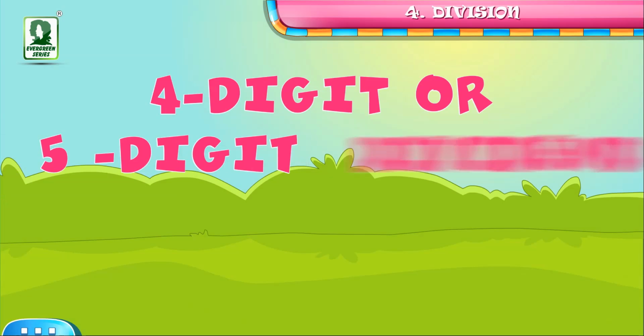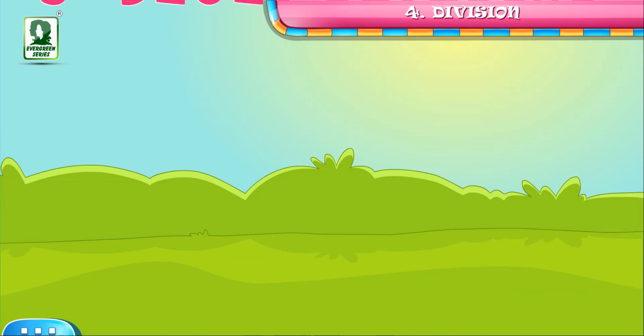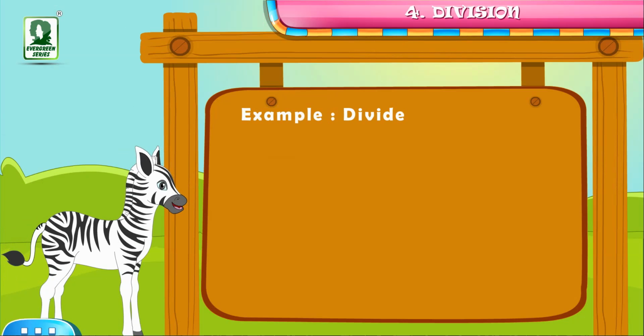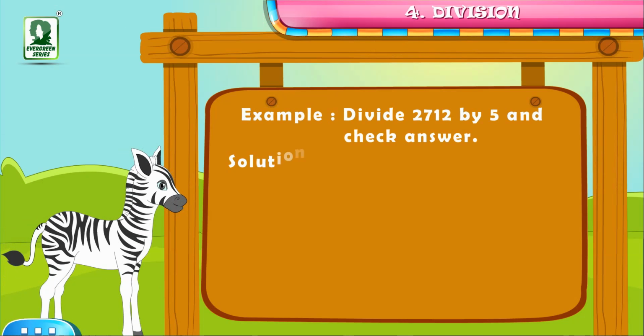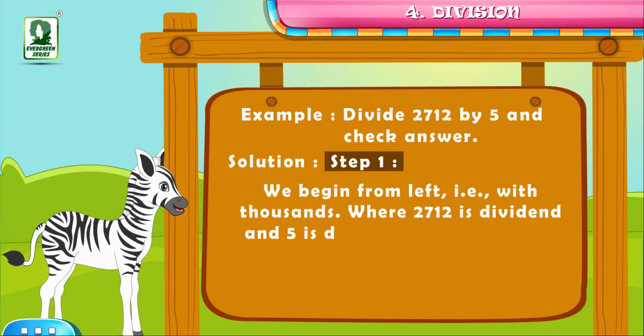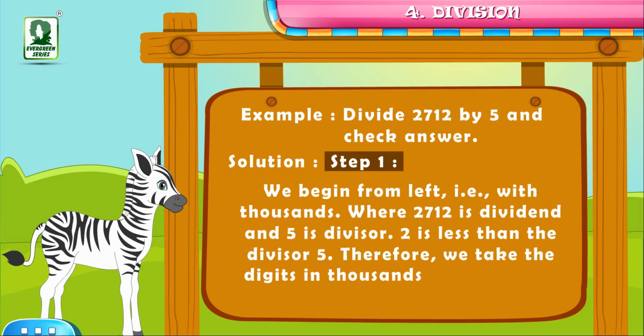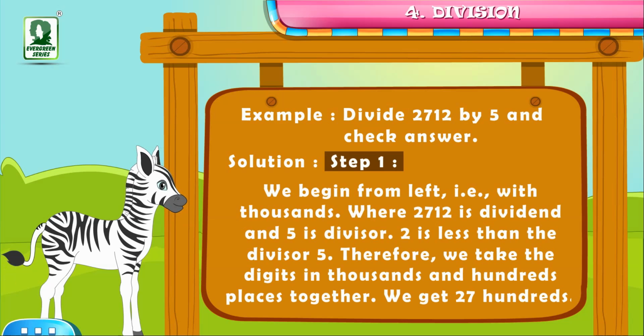4-digit or 5-digit dividend and a 1-digit divisor. Let us divide 2712 by 5 and check the answer. Step 1. We begin from the left, that is, with thousands, where 2712 is the dividend and 5 is the divisor. 2 is less than the divisor 5. Therefore, we take the digits in the thousands and hundreds place together. We get 2700s.